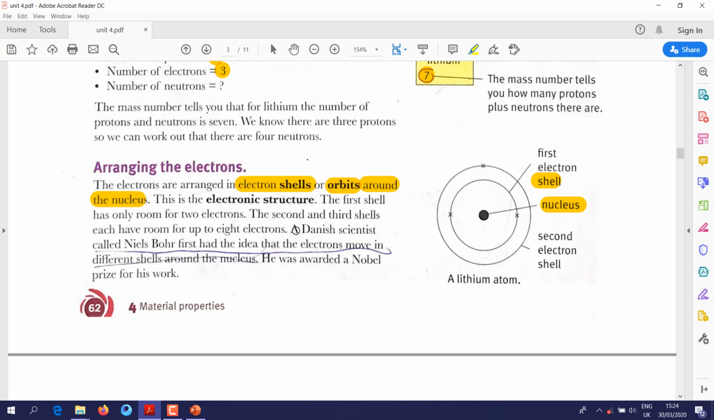A Danish scientist, his name was Niels Bohr. Niels Bohr was the first who had the idea that electrons move in different shells around the nucleus.